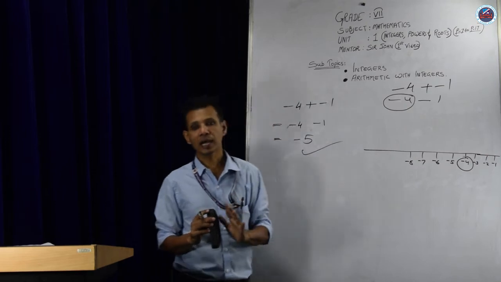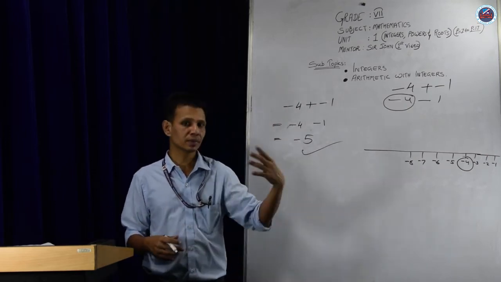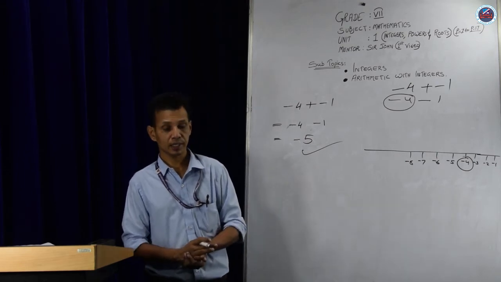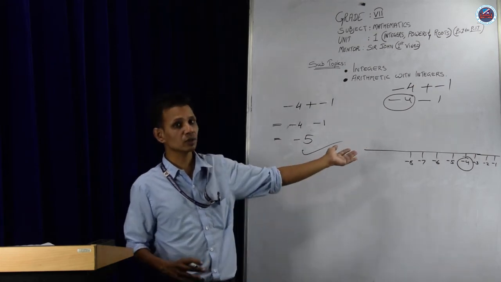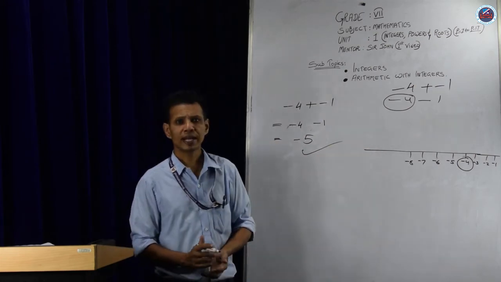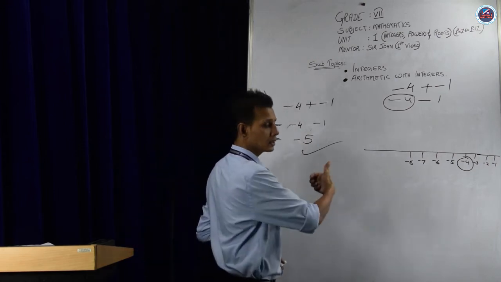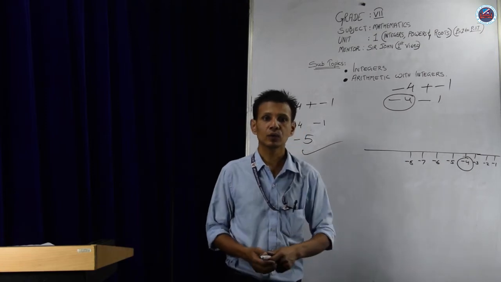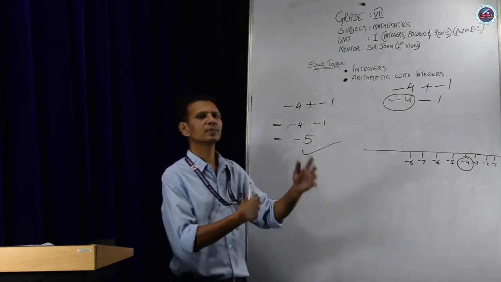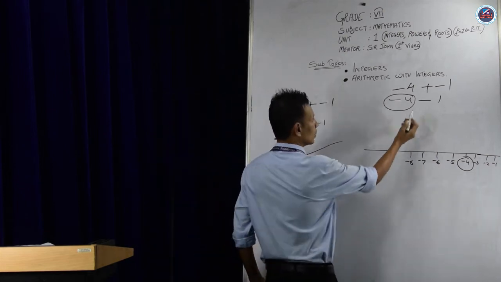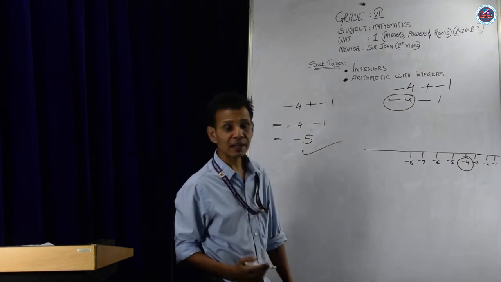Minus. I told you, this number line can be used for addition, subtraction, and multiplication. For addition, we always move to our right. To subtract, we always move to our left. For multiplication, we skip the numbers. You know that. What is this? Minus. That means we need to move to the left.